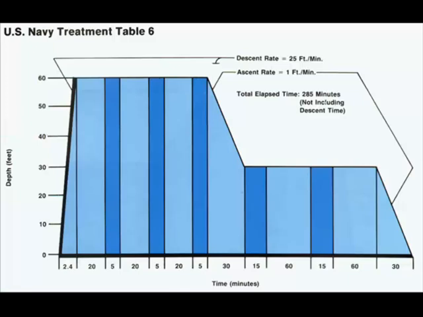Nevertheless, in spite of all these developments, the most common table in use today is called the United States Navy Treatment Table 6, which is 18 meters for approximately 4 hours and 45 minutes. The first 75 minutes are 18 meters, in which there are 3 oxygen breathing periods of 20 minutes each, interrupted by 5 minutes breathing air, followed by a 30-minute decompression from 60 feet or 18 meters to 30 feet or 9 meters.